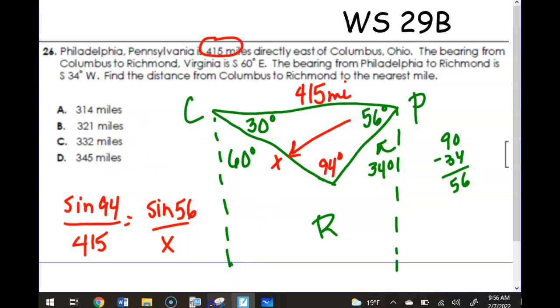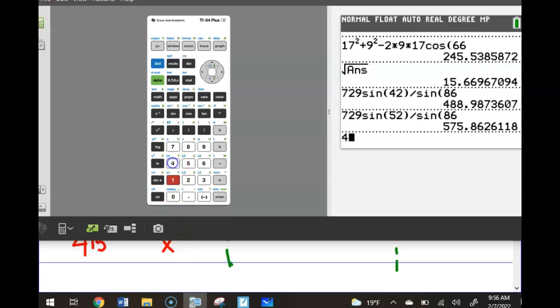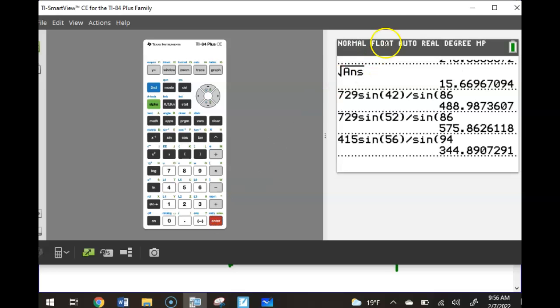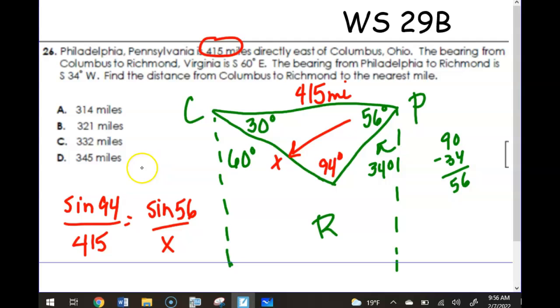And hopefully we get one of these answers. 415 sine of, I thought it was 56, but I could be wrong, divided by sine of 94. 344.8. Is 345 a choice? Yay. Okay, is that the last one? Is that all done now for those of you who are caught up on your homework? Okay, that should be everything in the packet finished up.